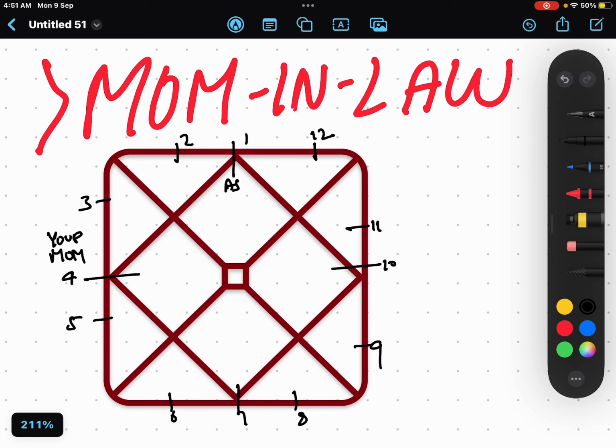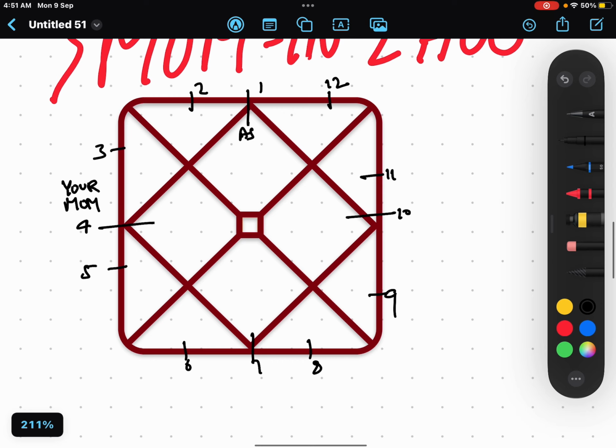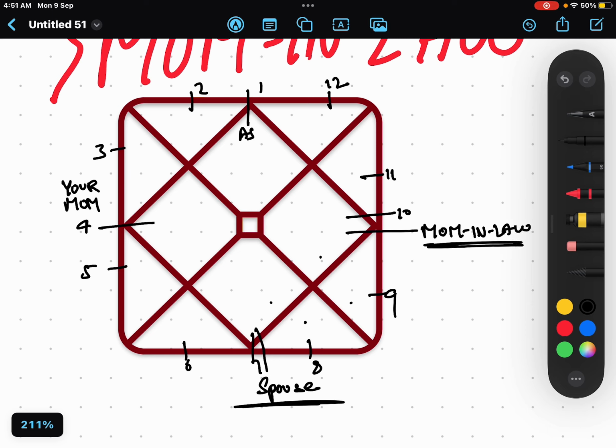Now the fourth house tells about your mom. But if we want to check your spouse's mom, what happens? Your spouse comes from the 7th house. This is for your spouse, for your marriage. But if you want to check the spouse's mom, you have to go 4 houses away from the 7th. So which is the 4th? First, second, third, 4th. This house will be your mom-in-law, mother-in-law, saas in Hindi.